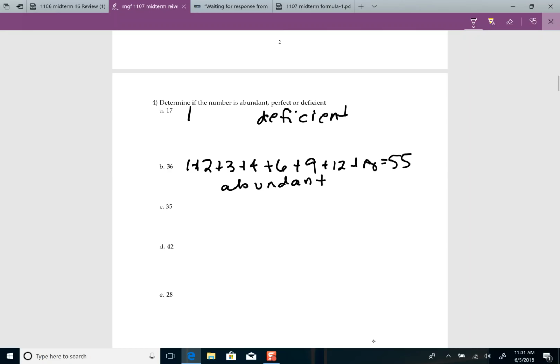For 35, I know I have factors of 1, I have 5, I have 7. Definitely I can see that that is not even close to 35, so this is deficient.